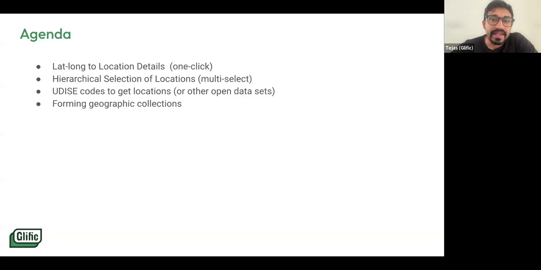There are three different ways of getting location information that we have at the moment. And then how you can form geographic collections so that you are able to do targeting based on location.